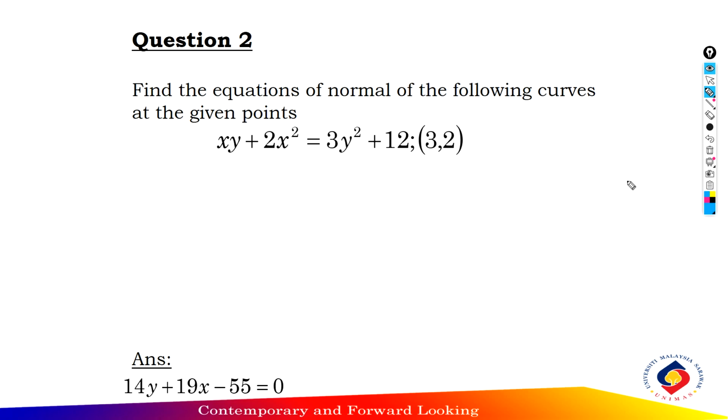Okay, question 2. Find the equation of the normal at the given point: xy plus 2x squared equals 3y squared plus 12, and the point here is (3, 2).